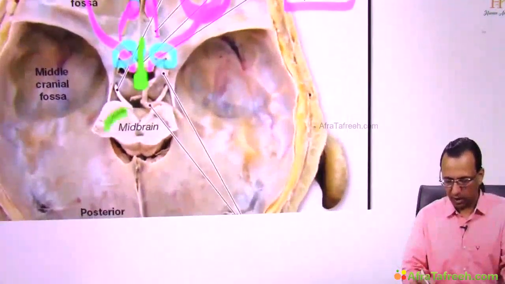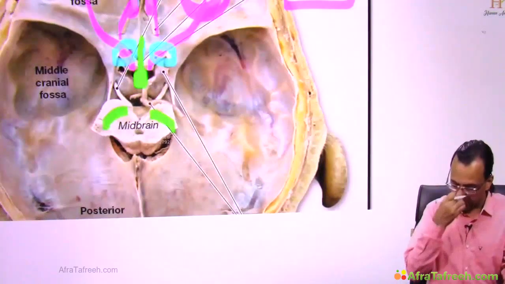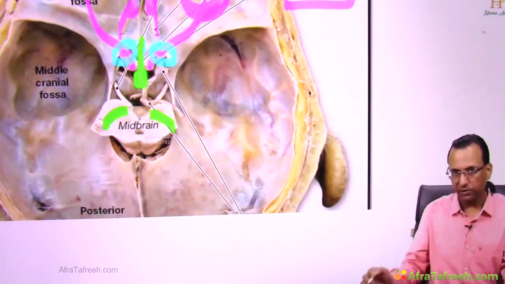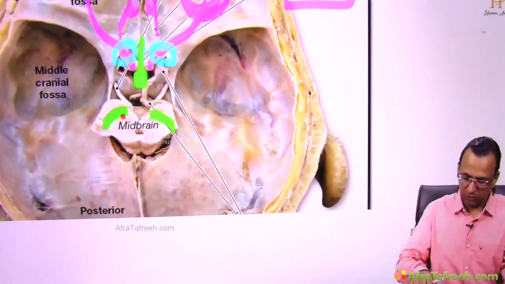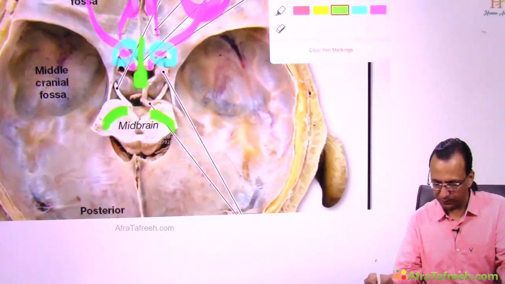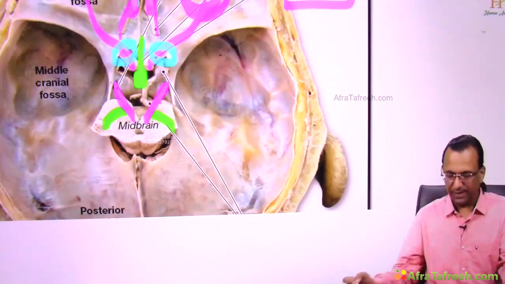Can you tell me what is this dark color? That is the substantia nigra in the midbrain. Where is the midbrain present? In the posterior cranial fossa. What is it giving? This is the oculomotor nerve coming anterior.